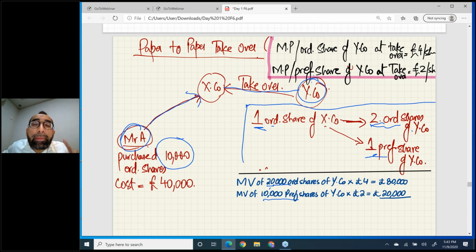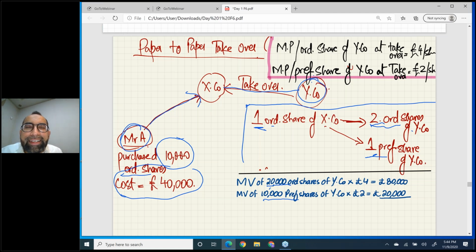But do one thing. In the past you had only one type of shares, ordinary shares, but now you have given your ordinary shares and you have two different classes of shares, preference and ordinary. So you need to split this cost, you need to apportion this cost between your new shares.